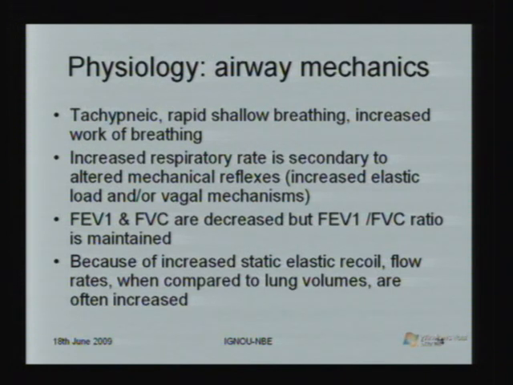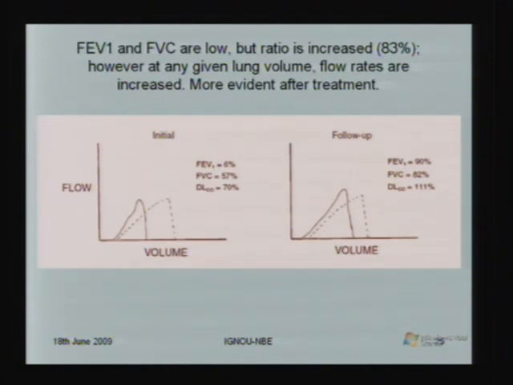The forced expiratory volume in 1 second and the forced vital capacity are decreased, but the ratio of FEV1 to FVC is well maintained. And because of the increased static elastic recoil, the flow rates, when compared to lung volumes, are often increased. Here we find that the FEV1 and the FVC are low, but the ratio is increased. It's about 83%. However, at any given lung volume, the flow rates are increased. These changes are more evident after follow-up or after treatment.